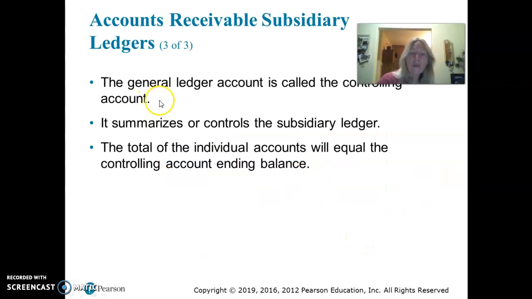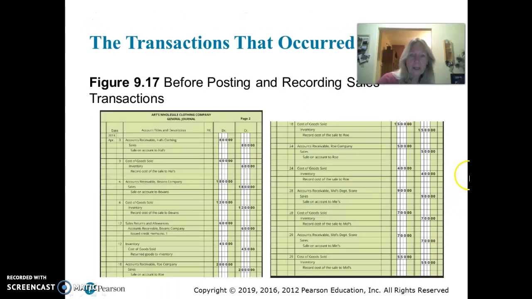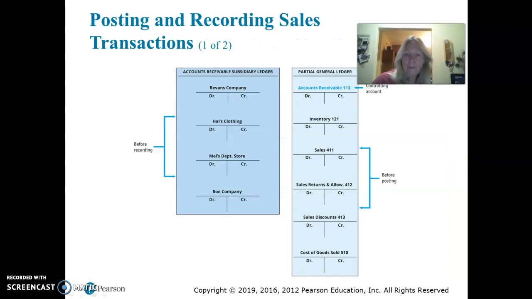Okay, so the general ledger account, which is accounts receivable, that's called the controlling account. It summarizes or controls all the subsidiary ledger, and the total of the individual accounts will equal the accounts receivable controlling account ending balance. Okay, so here you have a nice big journal page before you are posting to your ledger. You have basically all of your transactions that happened during the month of April, how appropriate, and then you would post these to the ledger.